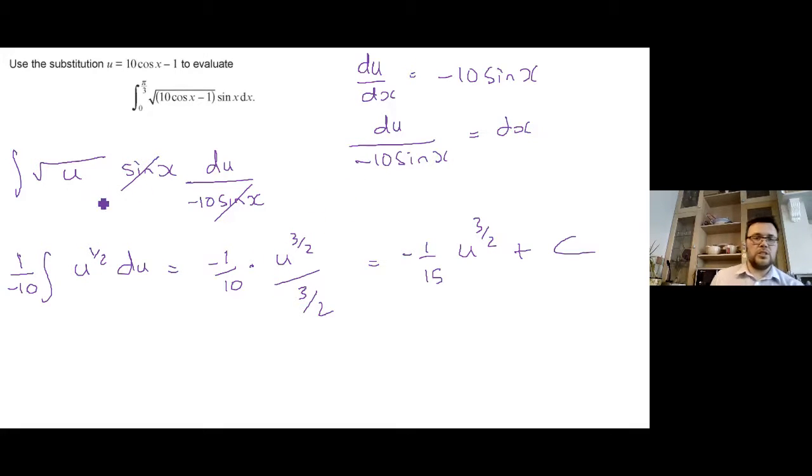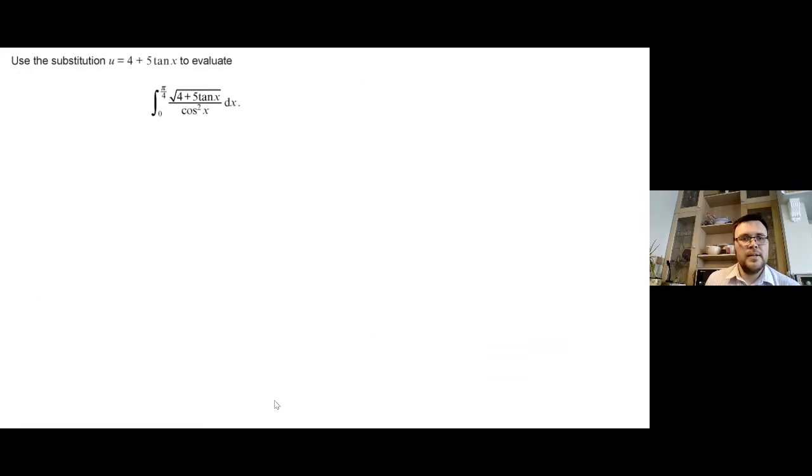And again, you can either change the limits at the beginning, or you can rewrite this as minus 1/15, and then your original u function was 10 cos x minus 1, to the power of 3 over 2. And then you wouldn't need the plus c if you were going to substitute in pi by 3, 0. The only thing I would stress about this is that when you're putting it in for trig functions, you're going to have to make sure that that's in radians. So pi by 3 and 0 will need to be in radians.